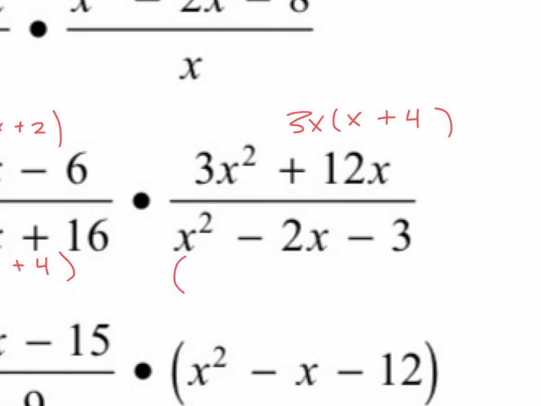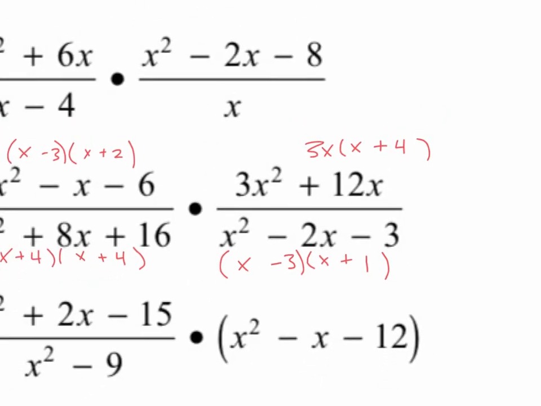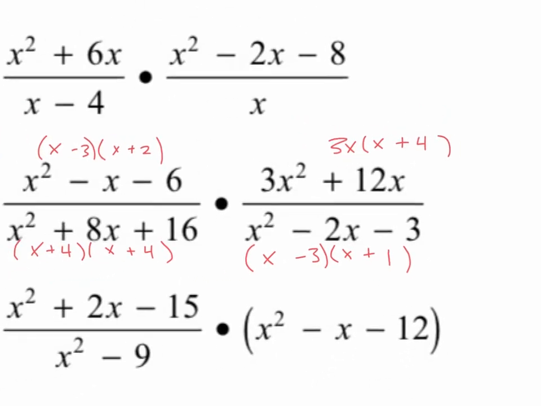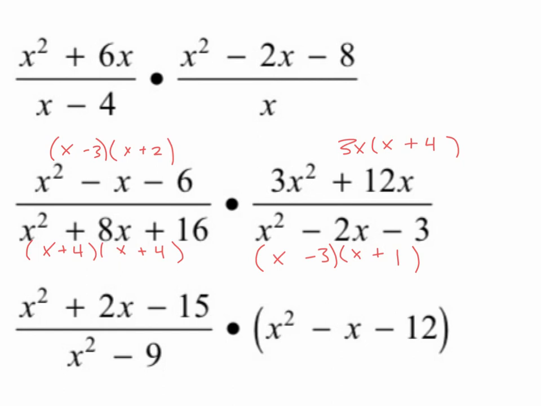And then on the bottom, how do we factor this? Negative 3 and positive 1. So x minus 3, x plus 1. Alright, do we have anything on the top that cancels out with anything on the bottom? X plus 4 and x plus 4. X minus 3 and x minus 3.